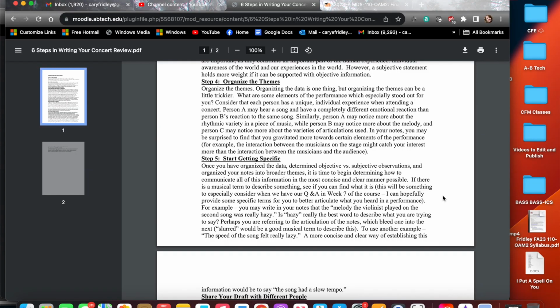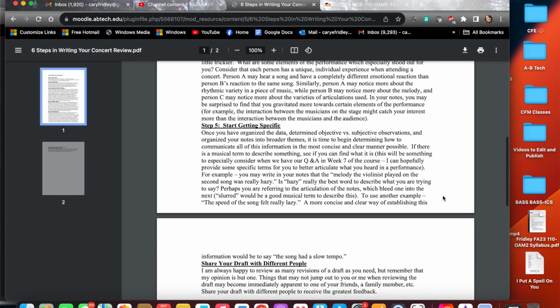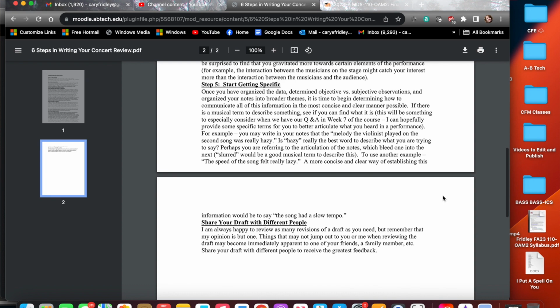Perhaps you're referring to the articulation of the notes, which bleed one into the next. Slurred is a good musical term to describe this. To use another example, the speed of the song felt really lazy. A more concise and clear way of establishing this information would be to say the song had a slow tempo.